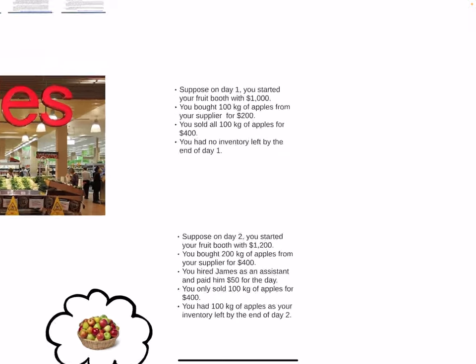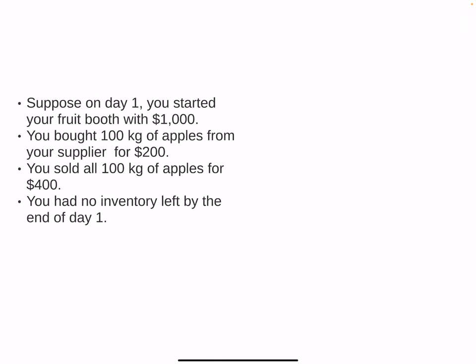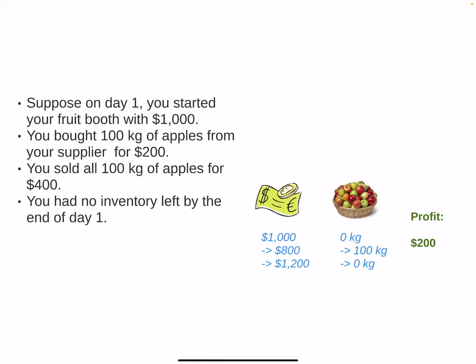Suppose on day one, you started your fruit booth with $1,000. You bought 100 kilograms of apples from your supplier for $200. You sold all 100 kg of apples for $400, and you had no inventory left by the end of day one. If we summarize our transactions, you started with $1,000. It went down to $800 due to the $200 cost of inventory. It then went up to $1,200 because of the $400 revenue. In terms of your apple inventory, you went from 0 to 100 kg and then down to 0 again. If someone asks how's your business on day one, you'll be pretty happy to report a $200 profit. Well, that's pretty straightforward, isn't it?